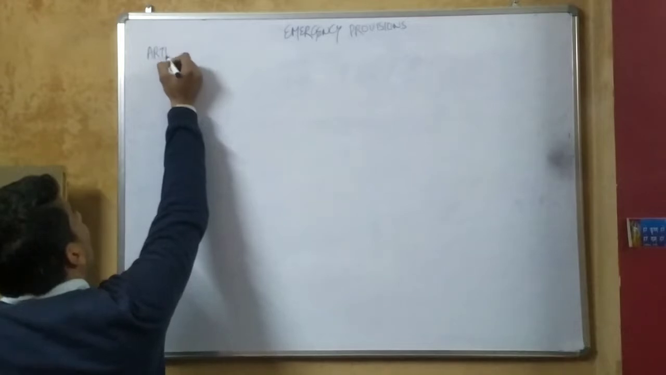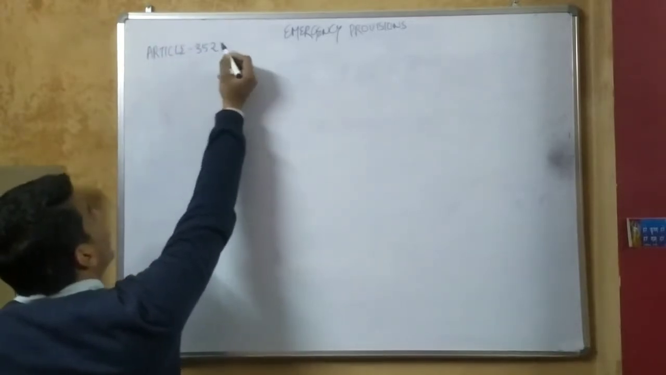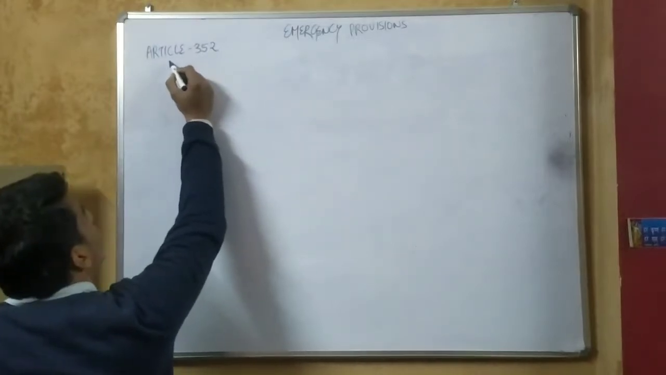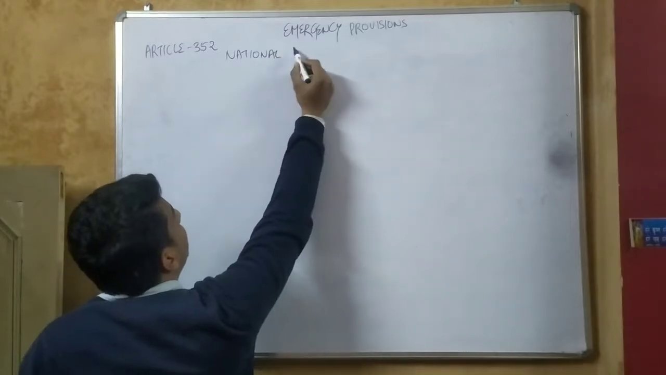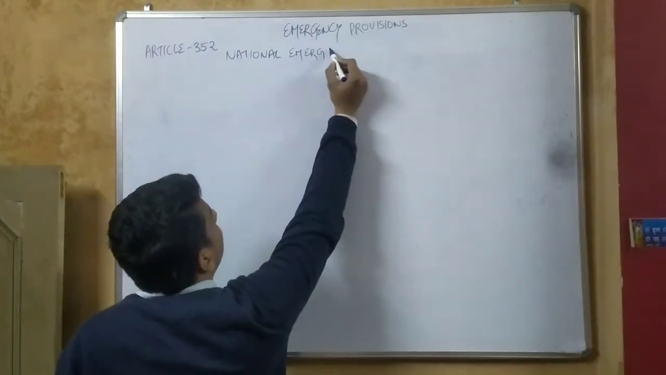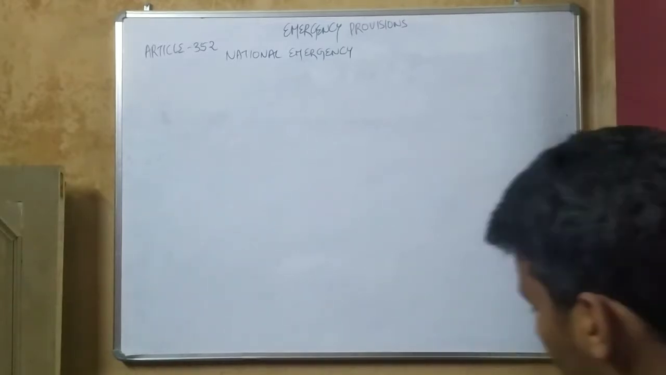First of all, we have the emergency of Article 352, that is the national emergency. Article 352 speaks about the national emergency. So, what we understand about the national emergency is that there are a lot of things, a lot of background, and a lot of aspects which we have to learn. And there is a lot of content which we have to cover in each of the emergencies. And the first is the grounds in which this emergency is proclaimed.